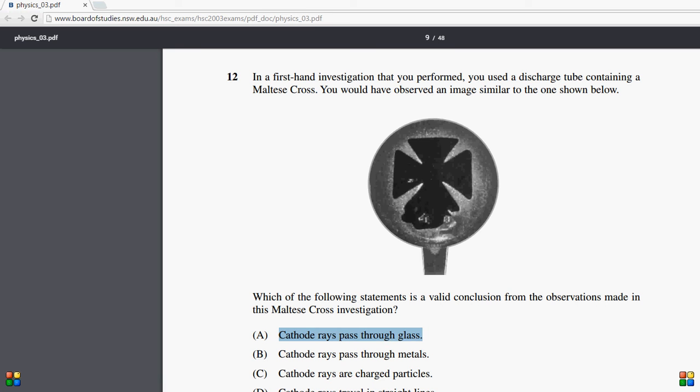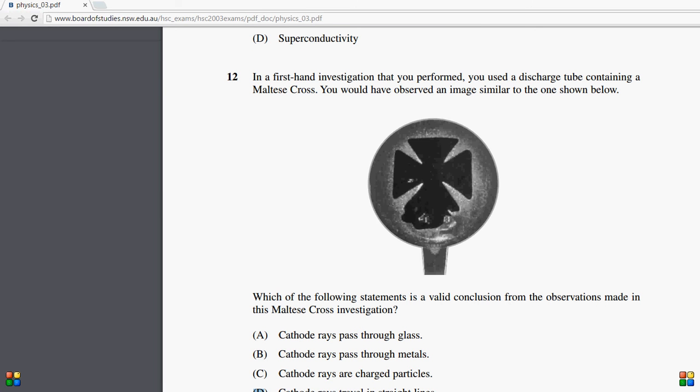Cathode rays pass through glass? Nope. Cathode rays pass through metals? Well, if the Maltese cross was made out of metal, then this would be invalid. Cathode rays are charged particles. It doesn't tell us anything about that. But D, cathode rays travel in straight lines. Yeah, that's correct. And in fact, the Maltese cross was an argument that cathode rays was EMR, when in fact it was actually charged particles.